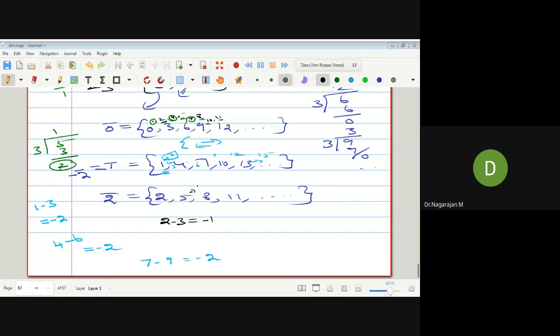Here the next value is 6. Therefore 5 minus 6 equals minus 1. The next value divisible by 3 is 9. Therefore 8 minus 9 is minus 1. Here the next element 11, 12. Therefore 11 minus 12 is minus 1. Therefore the two class's another name is minus 1 class. Minus 1 class. Okay. Any doubt regarding this step?